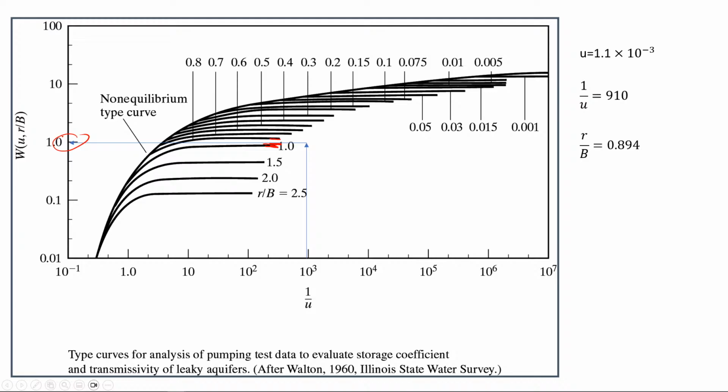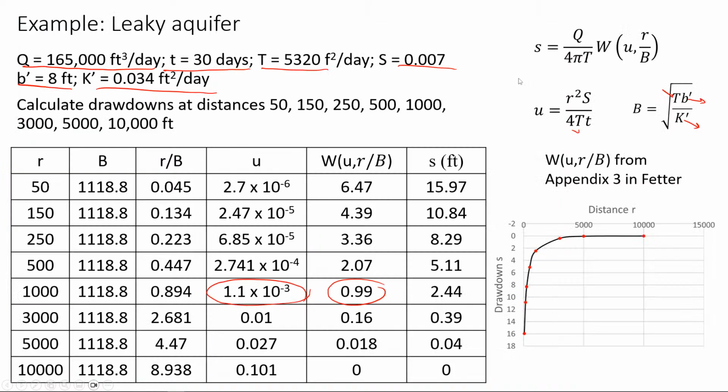Okay, but of course this is very tedious, especially since this is on a log scale. So what we generally do is solve this problem with software, which we will learn when we do the pumping test, called AQTESOLV. But I'm just showing you this as an example. Anyway, so you got W equal to 1. If you look at this example, you got W(u, r/B) almost 1.